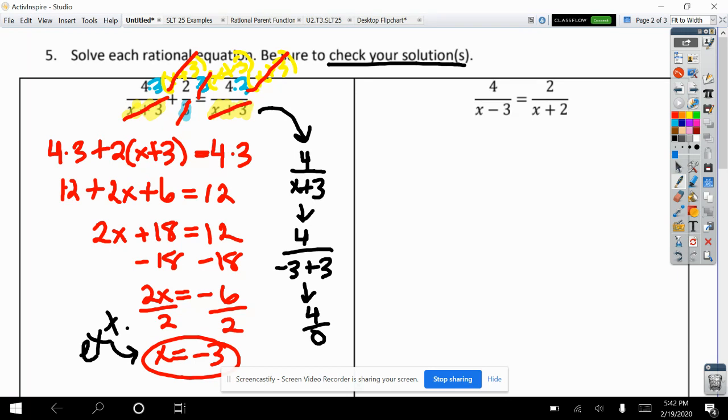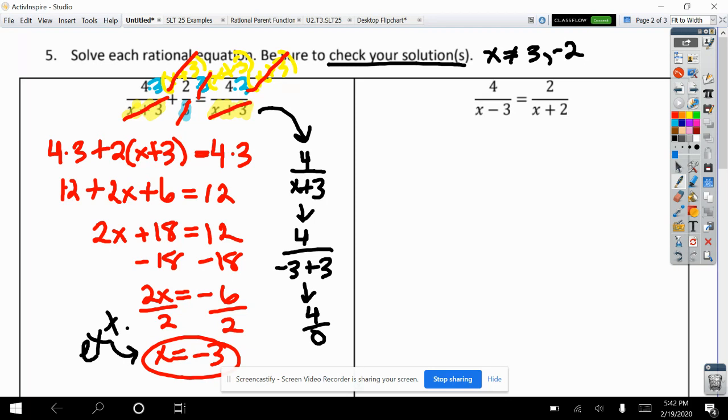So thinking still about the extraneous thing, I can also look at this equation, 4 over x minus 3 equals 2 over x plus 2. I can just look at this and figure out pretty quickly what x values cannot be the answer. So I know that x cannot be 3, because if I plug that in to the left side of the equation, I would get 0 in the denominator. And then on the right side, x can't be negative 2, because if I plug that in, I would get a 0 in the denominator.